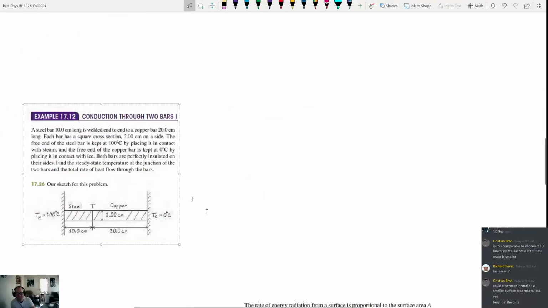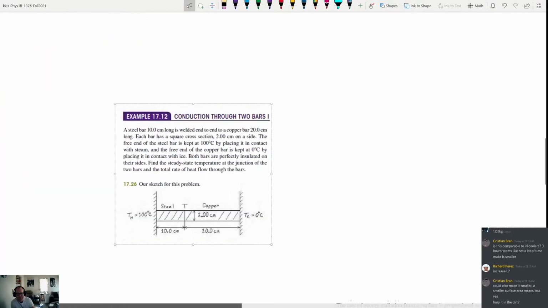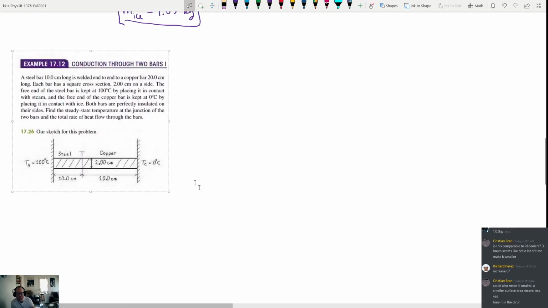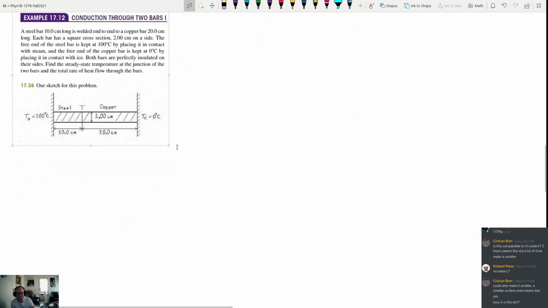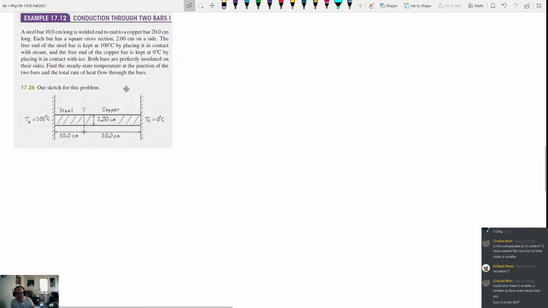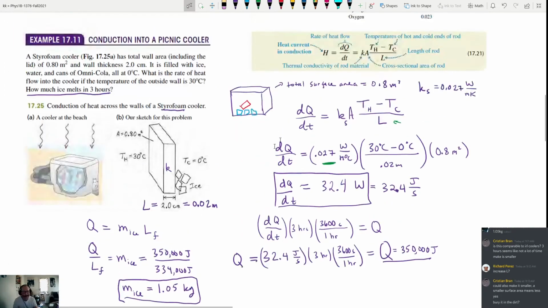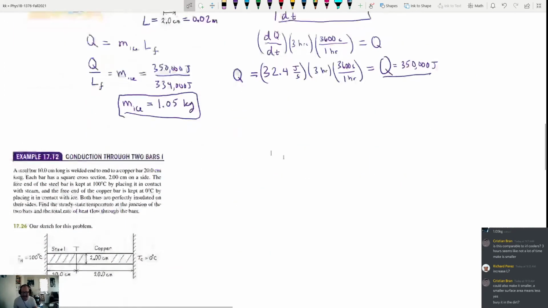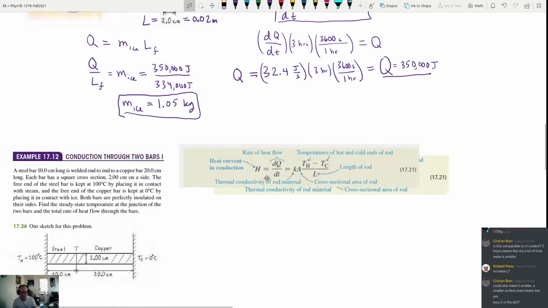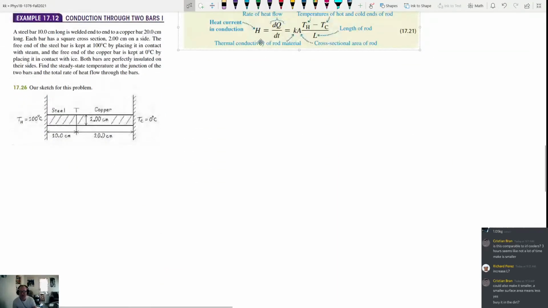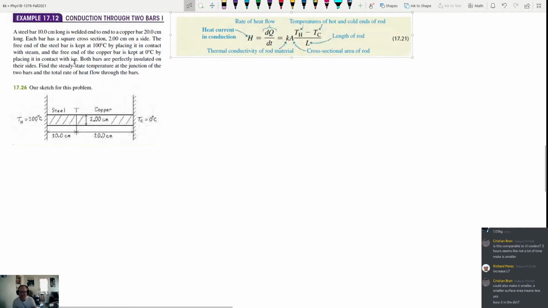Oh, there it is. I was like, where is this problem? All right, now we have two different objects. Okay, let's grab our formula right here. All right, so now we have a steel bar. It's 10 centimeters long. It's welded end to end to a copper bar that's 20 centimeters long. So you can see the picture right here. We have a steel bar here. We have a copper bar here. They're welded end to end like this.